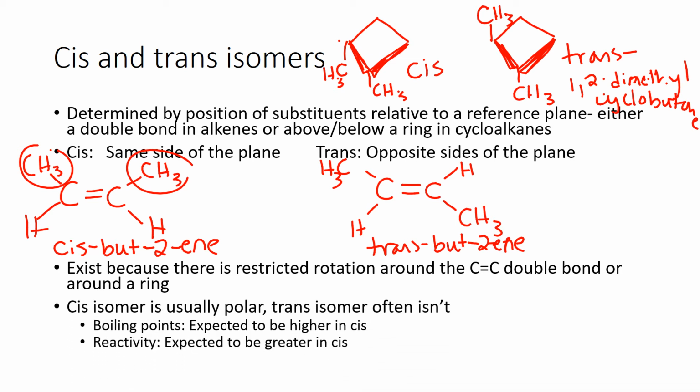Now the cis isomer is usually polar and the trans isomer often isn't because the dipole moments will often cancel out on either side. So typically, as far as boiling points go, we'd expect them to be a little higher in the cis isomer, and we'd expect the reactivity to also be a little bit greater in the cis isomer because we're likely to have things like partial charge that could attract a nucleophile or something like that. So there are some different properties between cis and trans isomers. We don't expect them to be identical.